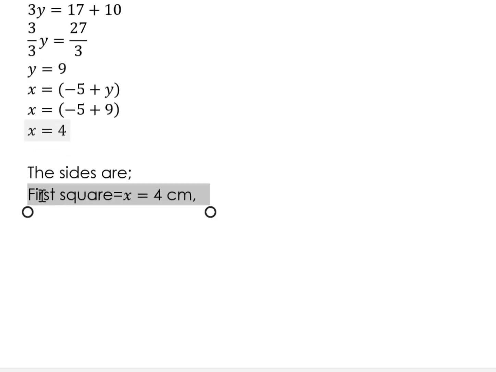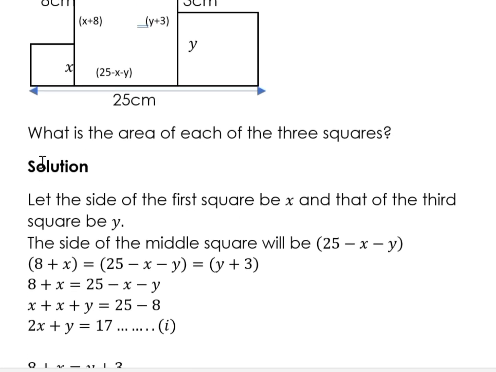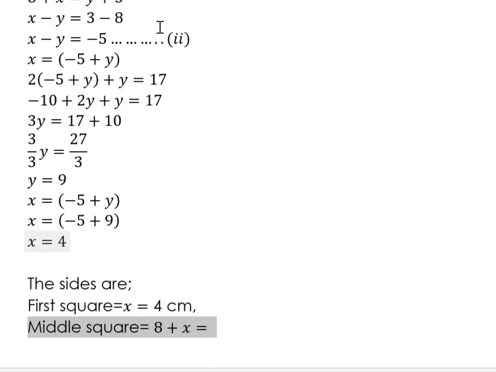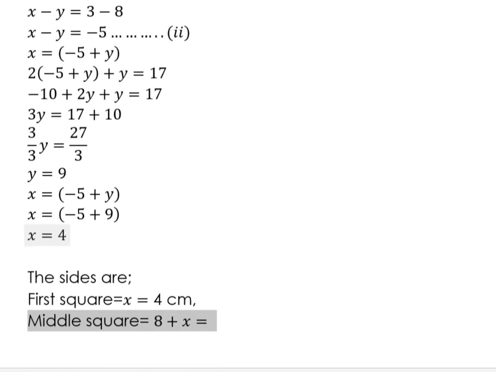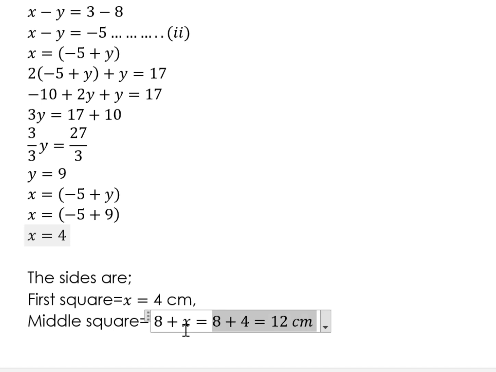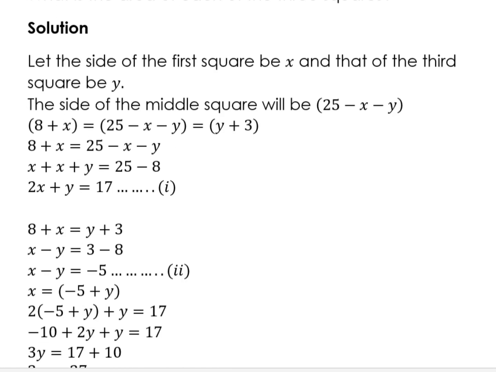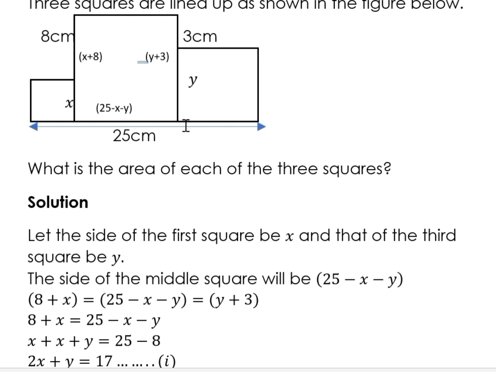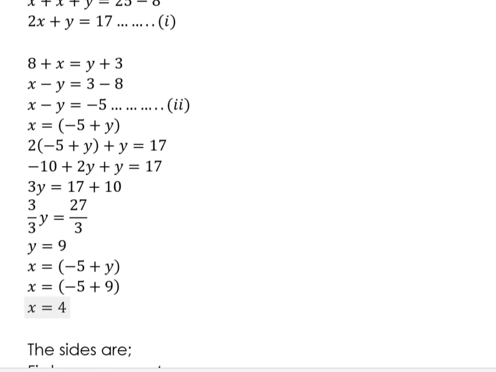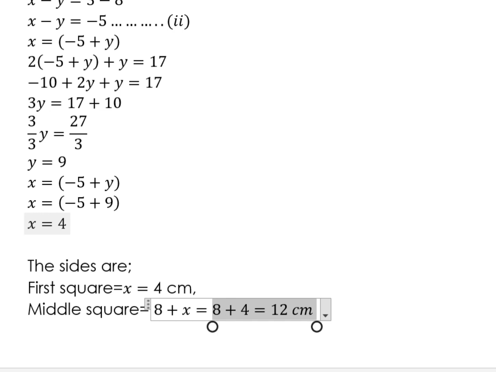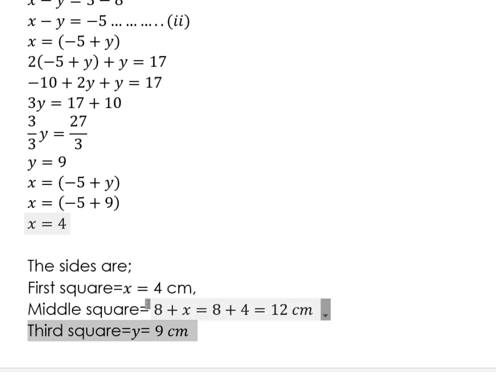Then for the second square, we had this algebraic expression. We can use this or this or this. Whichever one you use, it does not matter, the answer will be the same. So if we take the one on the left, which is 8 plus x, it means the side will be 8 plus 4 because our x is 4, and that gives us 12 centimeters. And for the third one, you remember we represented the side with y, so that means the side of the third square is measuring y centimeters, and that is 9 centimeters because we have calculated it and found it to be 9.